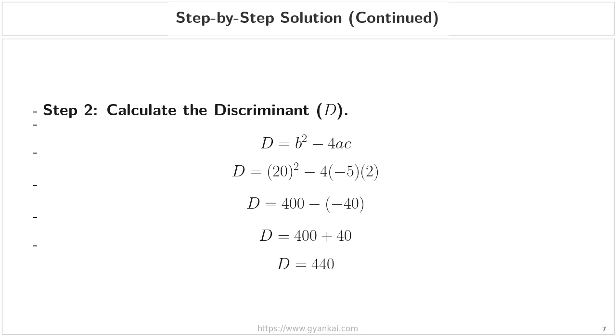This positive value is important because, as we will see in the next step, it tells us that we are going to have two distinct real solutions for our time variable.